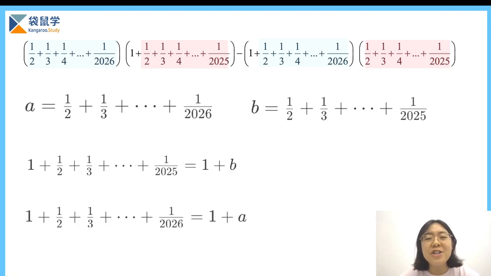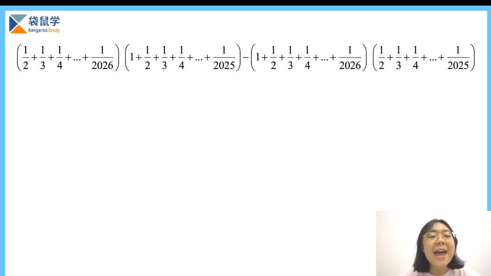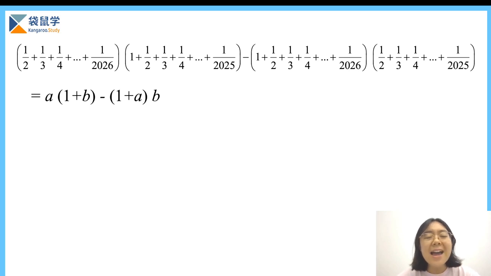So our calculation, if I represent everything using letters, can change into A times (1 plus B) minus (1 plus A) times B. Then let's calculate. We open the brackets. So the first is 1 times A plus A times B, and minus B plus A and B. Then the calculation changed into A plus AB, then minus B minus AB. So only A and B are left: A minus B.